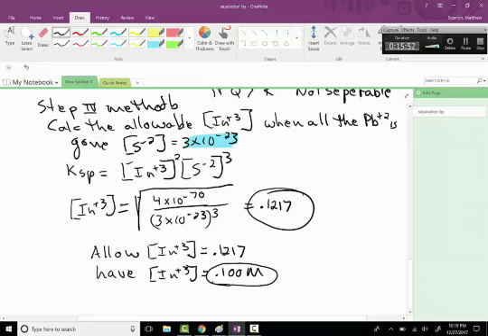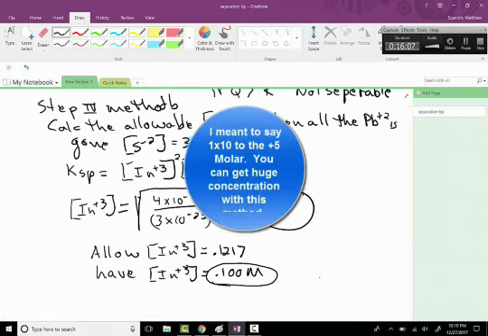Now, one of the things about this last method is you may get an allowable concentration that is ridiculous, like 1 times 10 to the minus 10th molar, which is never going to happen. Other things will happen before that, okay? So you don't really worry about that. When you get something like that, you're like, really separable, all right? Okay, good enough.